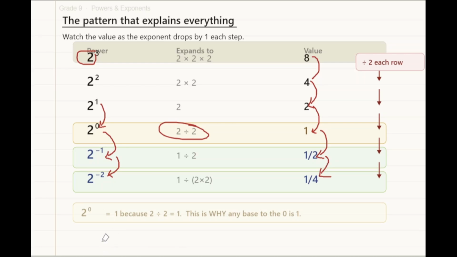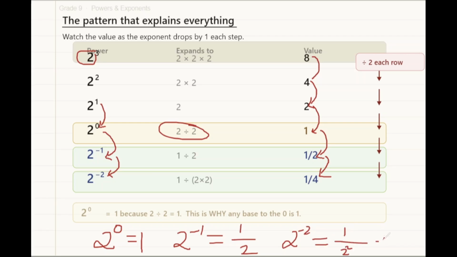So the two most important facts which we learn from this pattern are: anything raised to the exponent 0, the value is 1, as you can see here, and a negative exponent can be written as the reciprocal of that number. For example, 2 to the power negative 1 can be written as the reciprocal of 2, which is 1 by 2, or 2 to the power negative 2 can be written as the reciprocal of 2 to the power 2, which is 1 by 4. I hope this is clear now.